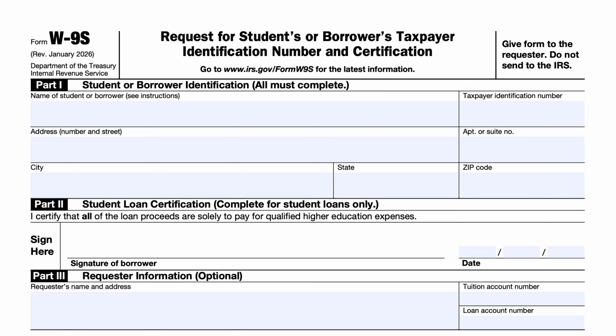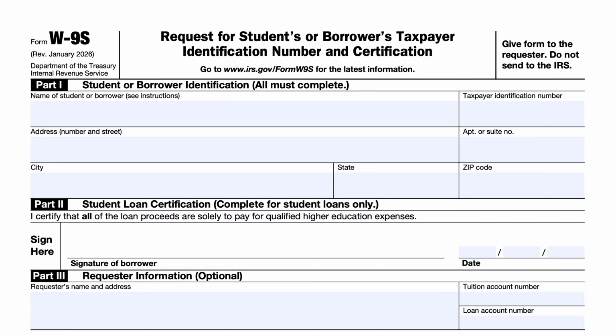W-9S is specifically for either a student or someone who may be a parent that's borrowing on the student's behalf to send that person to college. So there's not really any backup withholding that applies. Instead, properly completing a W-9S allows that college to report your information to the IRS using either IRS Form 1098-T, which is the tuition statement, or 1098-E, which is the student loan interest statement.